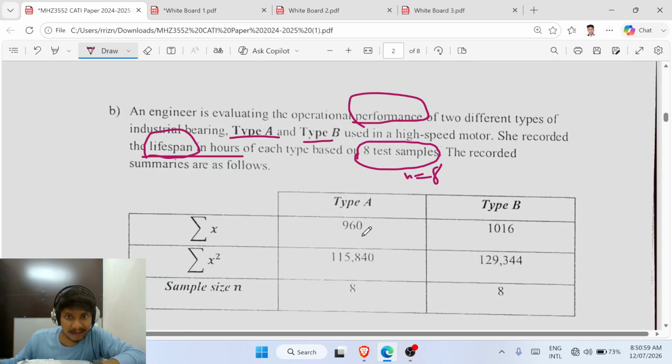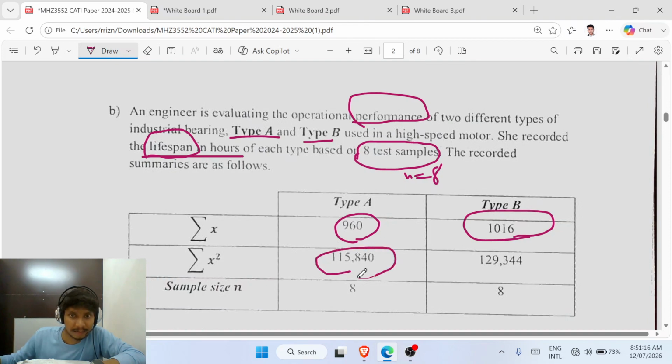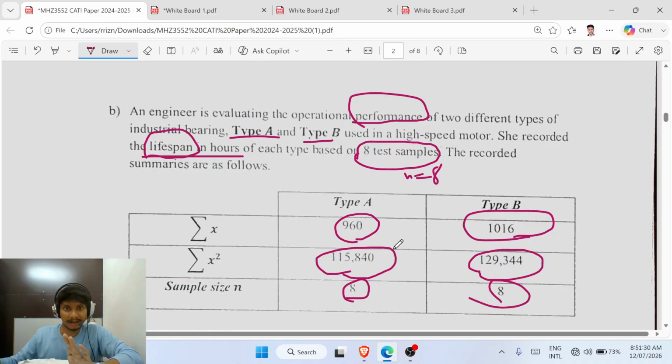Sigma x for type A is 960. Sigma x for type B is 1016. Sigma x square for type A is 115,840. Sigma x square for type B is 129,344. Sample size n is mentioned as 8, and here also 8. These are the given data.